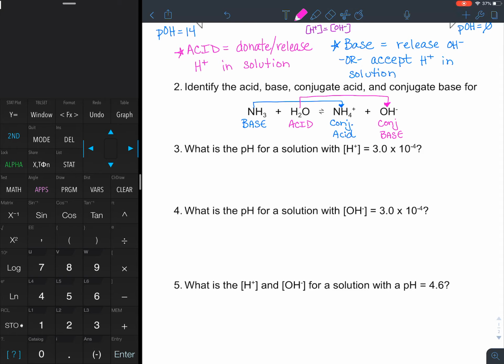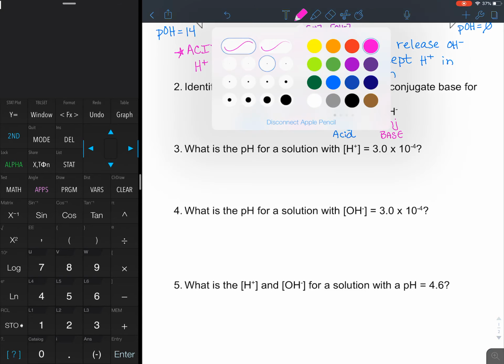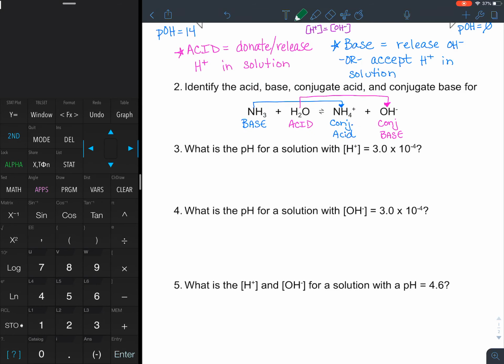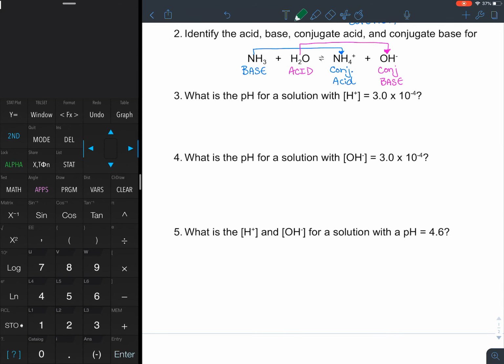All right, after that, we're asked to do some calculations. So let's take a look at a few of these calculations. In the first one, it says, what is the pH of a solution with a hydrogen ion concentration of 3 times 10 to the negative 4th? Well, we have an equation that we need to use, and that equation is pH is equal to the negative log of the concentration of hydrogen ions, H+. So this is the equation that we're going to use, and we're just going to plug in our values here.